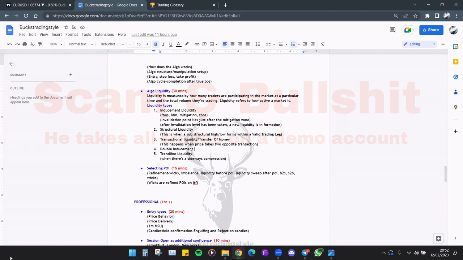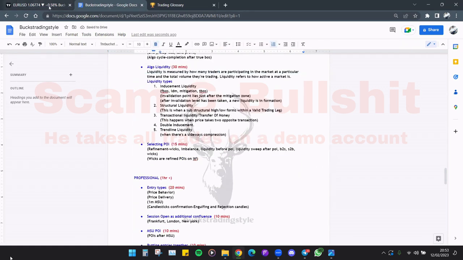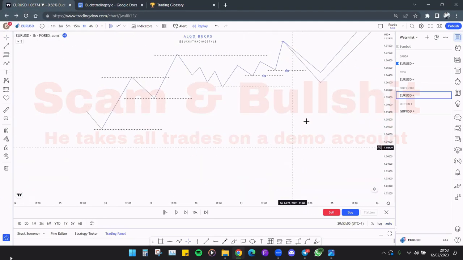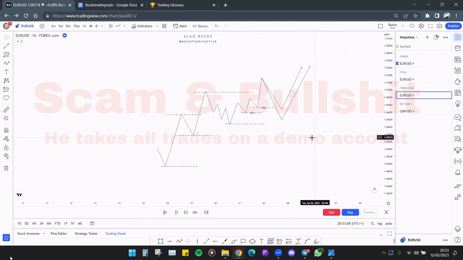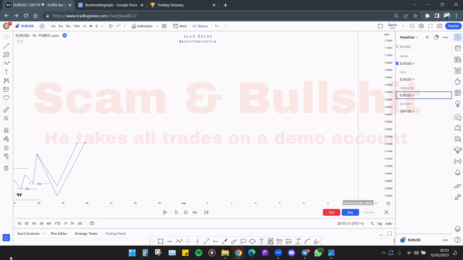This is a new concept, and I'm not going to talk deeply on it because I have not back tested it. I just checked it out, so I'm going to explain a little bit before we proceed with what we're doing. The double inducement is when price takes out the ILQ, then before breaking the true break of structural high, it comes back down to mitigate the other inducement.